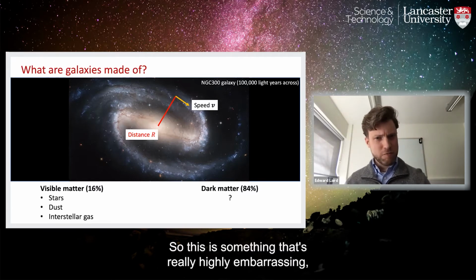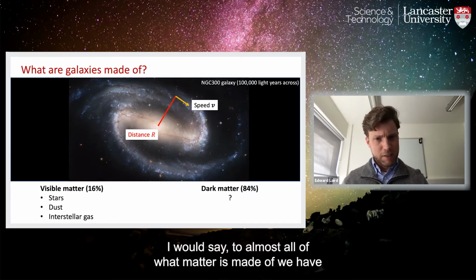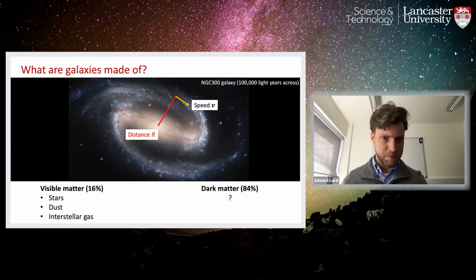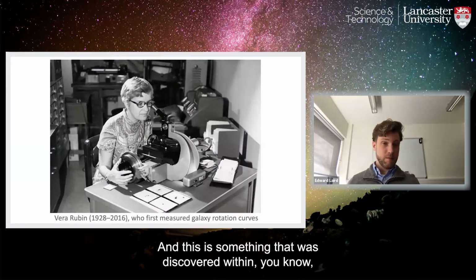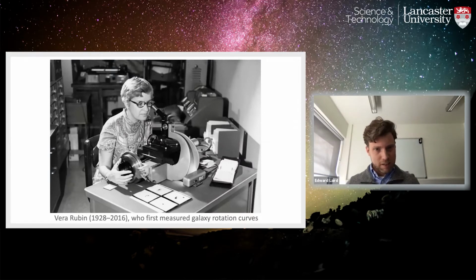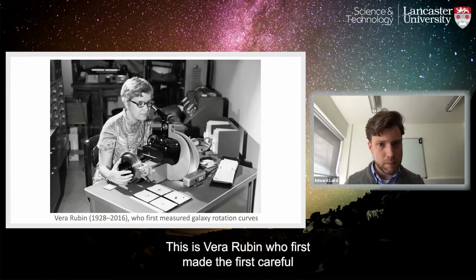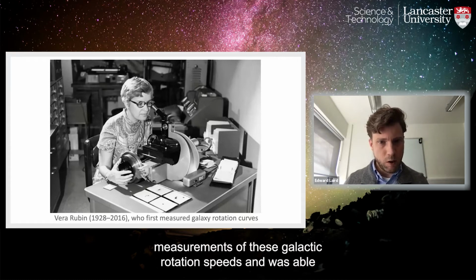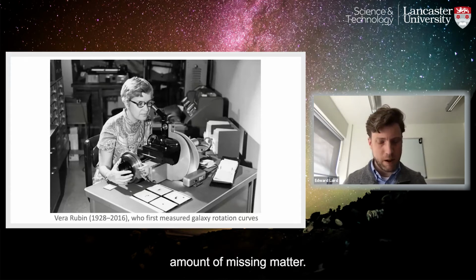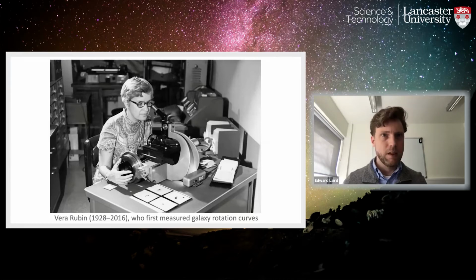This is something that's really highly embarrassing, I would say, that almost all of what matter is made of, we have no idea, really. We have almost no idea what it is. And this is something that was discovered within living memory. Until the 1970s, people lived in blissful ignorance of this. This is Vera Rubin, who made the first careful measurements of these galactic rotation speeds and was able to show, surprisingly, that there was such an enormous amount of missing matter.